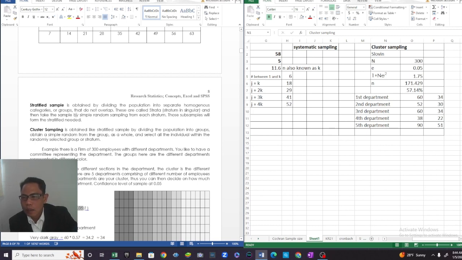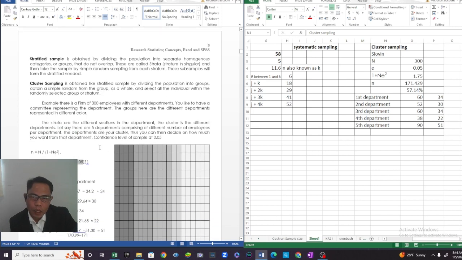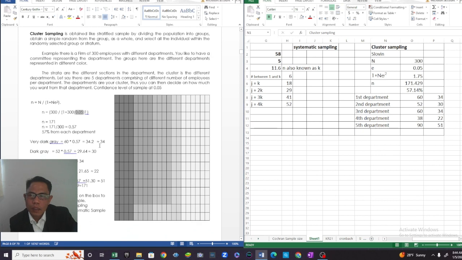And it takes simple random sampling from each stratum. These subsamples will form a stratified sample as needed. So a cluster sample is obtained like a stratified sample by dividing the population into groups, obtaining a simple random sample of the group as a whole, and selecting the individuals within the randomly selected group or stratum. So let's look at this one.